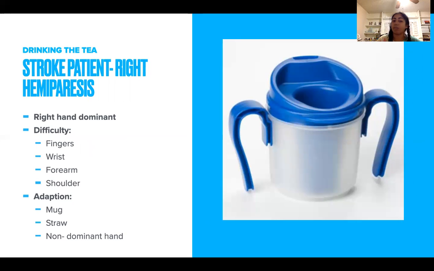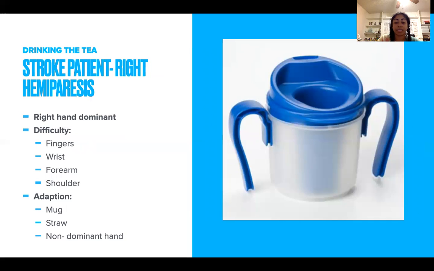All right, and lastly, we are going to talk about the adaptations. So we're going to talk about a patient who has right hemiparesis. A disability that can limit a person's ability to enjoy drinking tea would be someone who has right hemiparesis from a stroke and is right hand dominant.